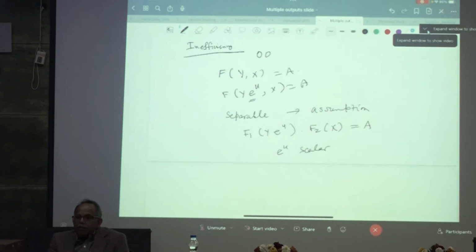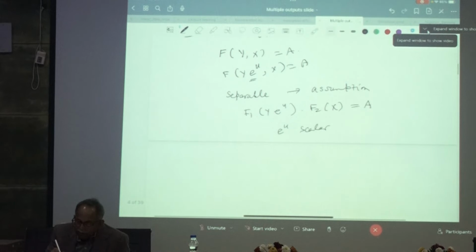That means, again, this is an assumption. That means you are talking about many different outputs, but because of inefficiency, all the outputs are proportionally produced less than what you could produce. Okay. So again, this is kind of an assumption. So this e to the power u is a scalar, but y is a vector. So you go through the same type of algebra.